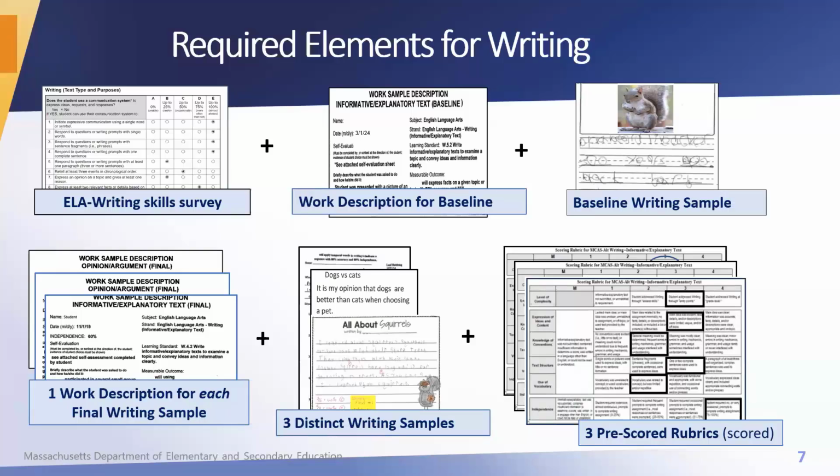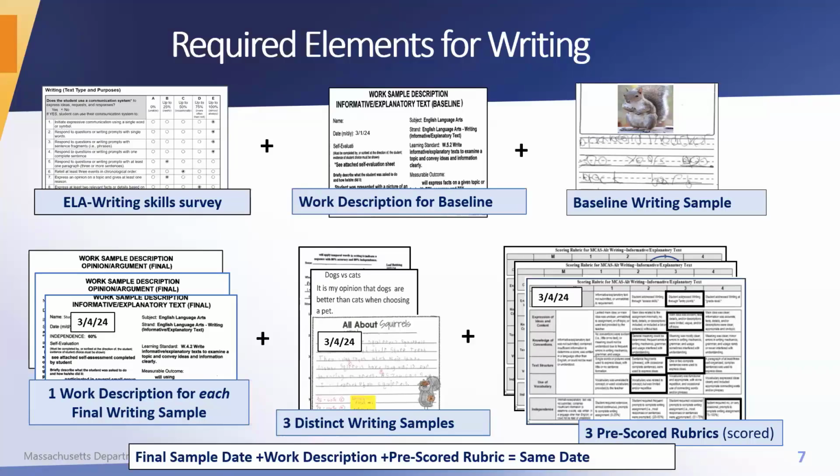This is what matters. You're going to make sure that you have 3 distinctly different writing samples, but whatever date you do your writing sample on, please make sure that the work description as well as the scoring rubric have the same dates on them. It's just very difficult if we're trying, just keep those all 3 the same so that we know which rubric goes with which writing sample.